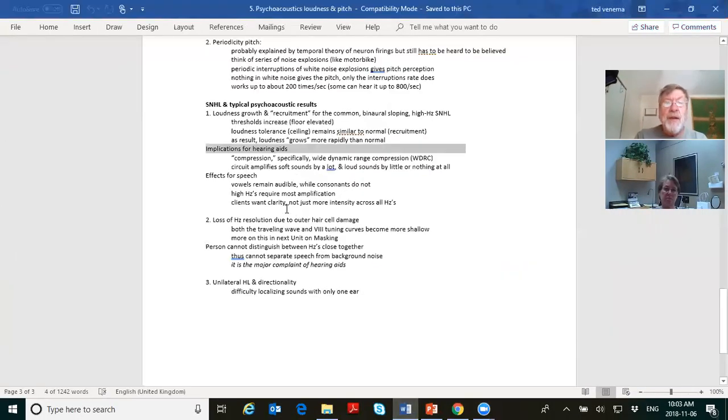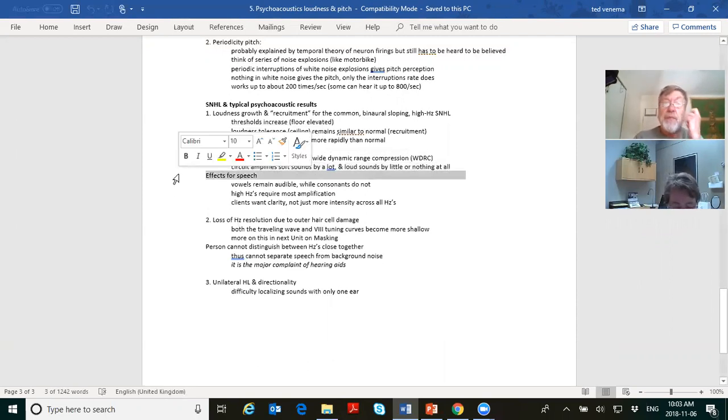So break down the word sensory neural into sensory and neural. Sensory involves outer hair cell damage, neural involves inner. Okay, share screen again, and we will now look at our notes. Implications for hearing aids. The circuit has to amplify soft sounds by a lot and loud sounds by little or nothing at all. Effects for speech. Vowels remain audible while consonants do not.